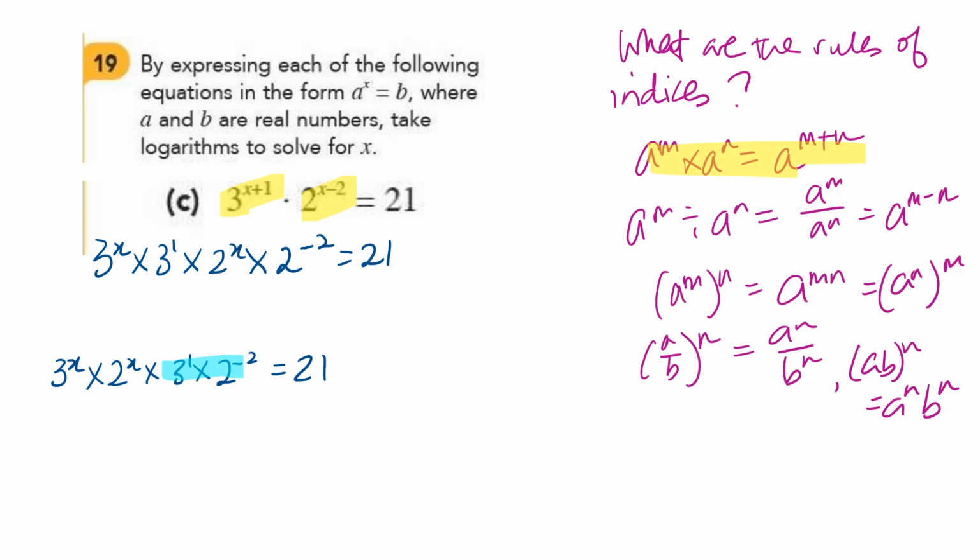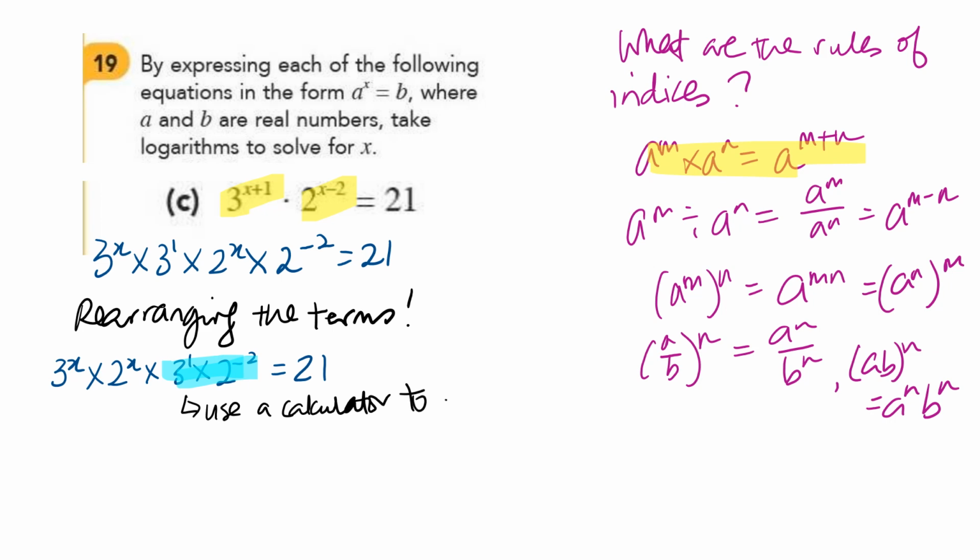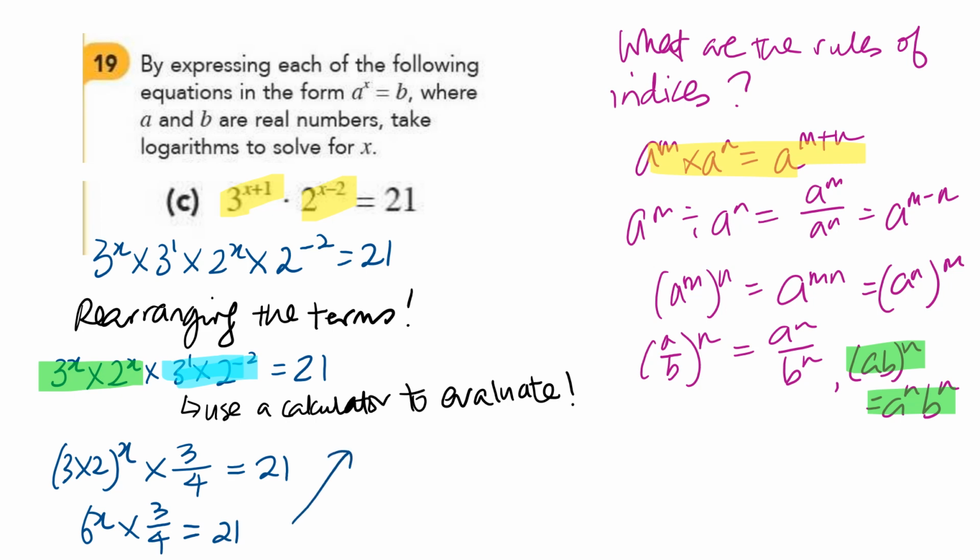So what I've done is I've highlighted for you which rule to use. The one in yellow, you can just use the first one to break it down. So for this question, it's actually quite easy. You just keep breaking it down and then rearranging it. And then things like 3 to the power 1 times 2 to the power negative 2, you can just use a calculator to evaluate. And the one highlighted in green, you can see that I use that rule to combine them into 6 to the power x. And of course, you can easily take 21 divided by 3/4, and you have 6 to the power x equals 28.